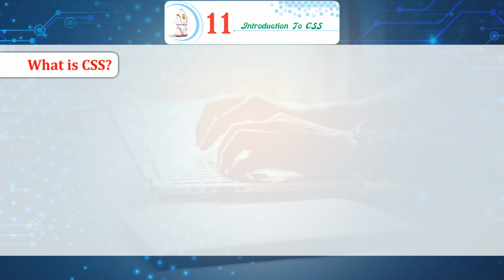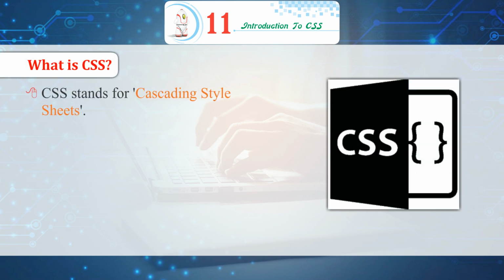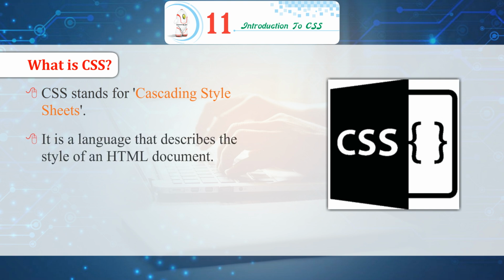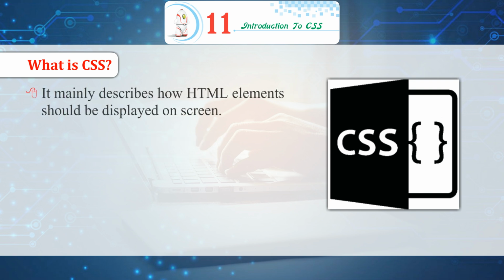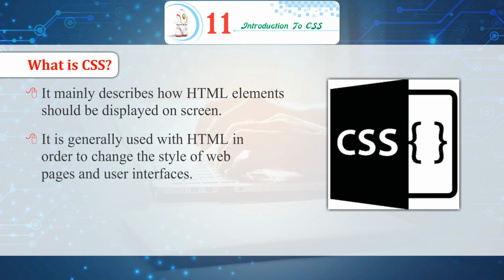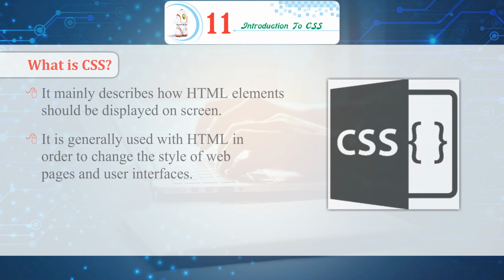What is CSS? CSS stands for Cascading Style Sheets. It is a language that describes the style of an HTML document. It mainly describes how HTML elements should be displayed on screen. It is generally used with HTML in order to change the style of web pages and user interfaces.